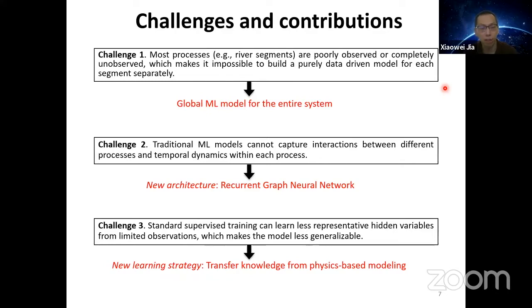And the last challenge is that we know that the power of these deep learning models or these neural network models mainly comes from their ability to extract these hidden representations or hidden variables in these middle layers. But these learned or extracted hidden variables can become less meaningful if we only train this model using limited observation data. So to solve this problem, we will propose a new learning strategy. Basically, we want to transfer the knowledge from existing physics-based models to guide the learning of this hidden variable or hidden representation. And we will cover these challenges and our solutions one by one.